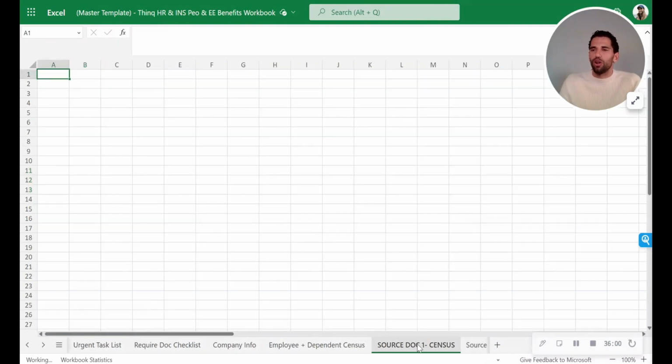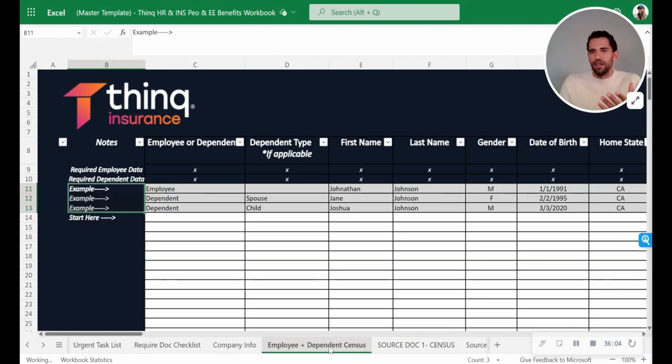You might have a raw census that you get that's not necessarily in this format, but we always want to benchmark the census that you download and the information here against what's going to be required of the PEOs. I haven't had any issues turning this census into any PEO unless they've needed additional information that wasn't on this sheet. But again, that's few and far between.